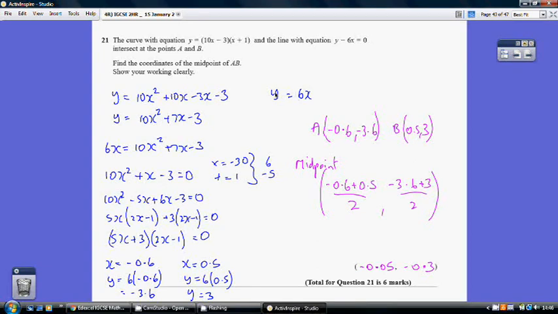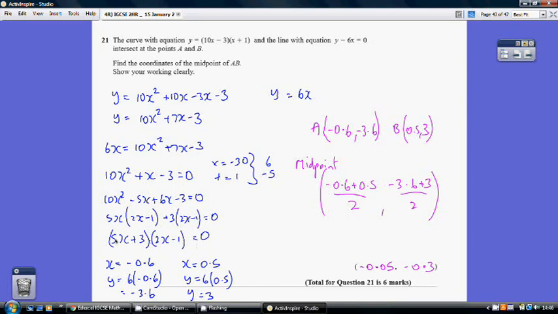This will be when I solve the simultaneous equation. So I can substitute in 6x to replace the y. So 6x goes in here. So I've got 6x equaling 10x squared plus 7x minus 3. Rearrange this to set it equal to 0. I get this quadratic equation, which I've factorised here to get 5x plus 3 and 2x minus 1 equaling 0.